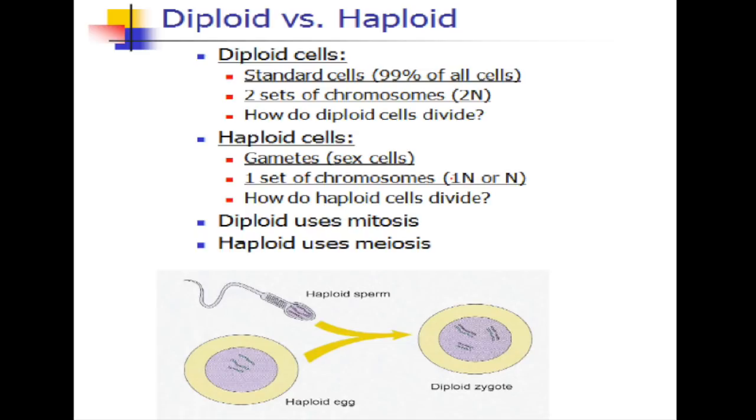Diploid cells are going to divide by mitosis to make an identical copy of itself and produce two daughter cells. Haploid cells, they actually really don't divide, but they are made by this process that we've been talking about through meiosis. Haploid cells are going to use meiosis to create egg and sperm cells.